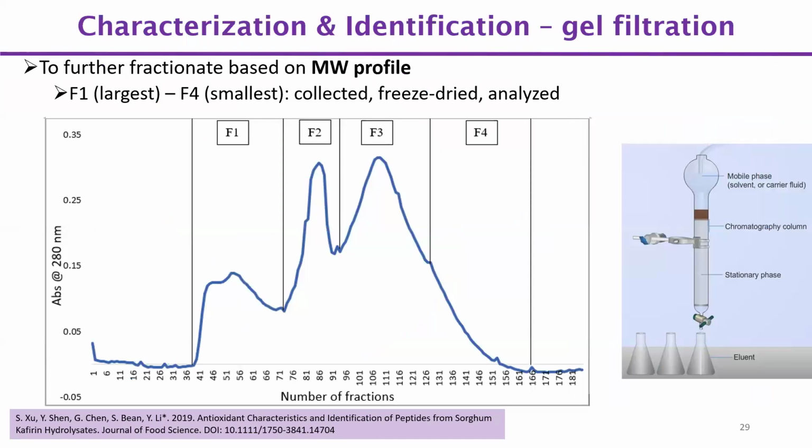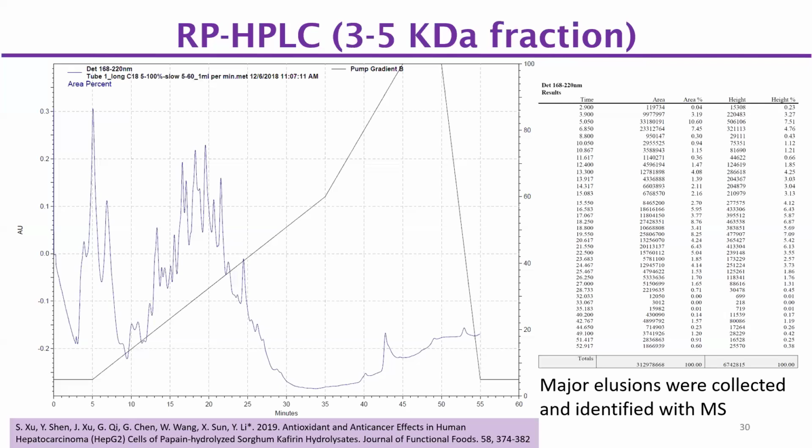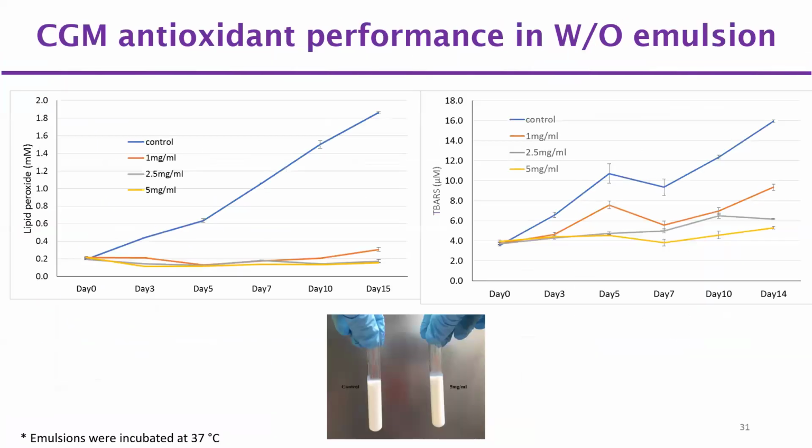chromatography. This is based on size exclusion chromatography. So we can actually have a more detailed or more targeted separation of the peptides by their size. And then we again look into the concentrated fraction with a higher antioxidant activity. And then we run reverse phase HPLC with mass spectrometry, look into those fragments and also their compositions. And then for the application, we look at them as antioxidants.